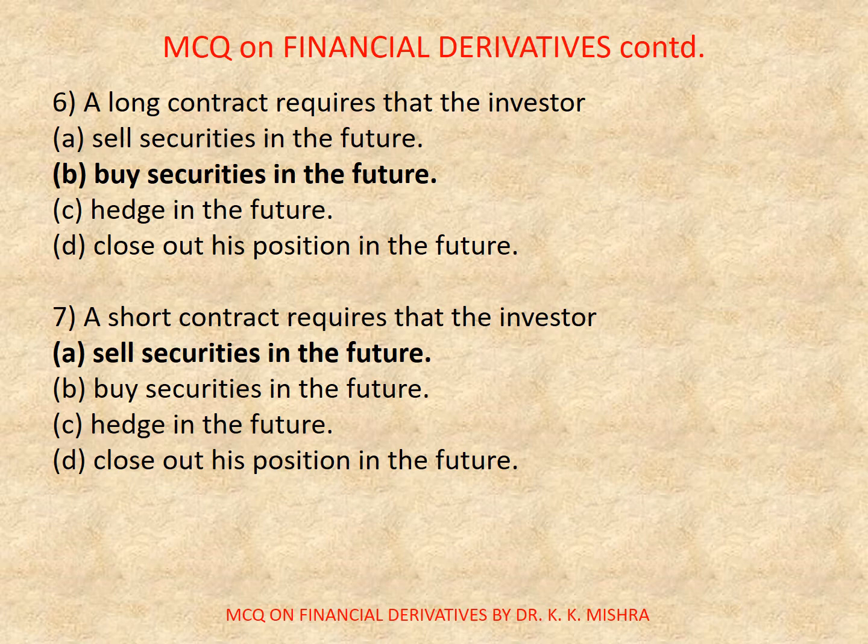Question number 7. A short contract requires that the investor, options are A. Sell securities in the future, B. Buy securities in the future, C. Hedge in the future, D. Close out his position in the future. Correct option is A. Sell securities in the future. Next slide.